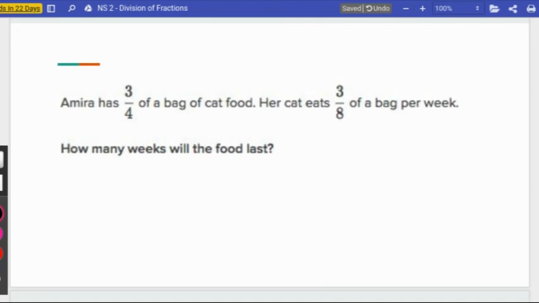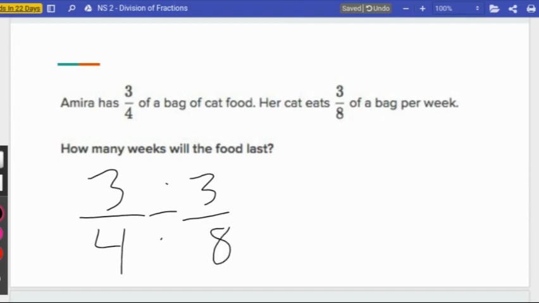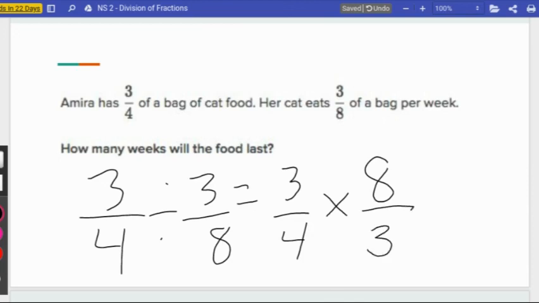So Amira has 3/4 of a bag of cat food and her cat eats 3/8 of a bag per week. How many weeks will it last? So she only has 3/4 of a bag. So that's the number that I start with, is how much she has to start with. And we're dividing that up into groups of 3/8. So when I rewrite that, I freeze that 3/4 of a bag because I can't change it. And then I change to multiplication and I use the reciprocal. I flip that second fraction.